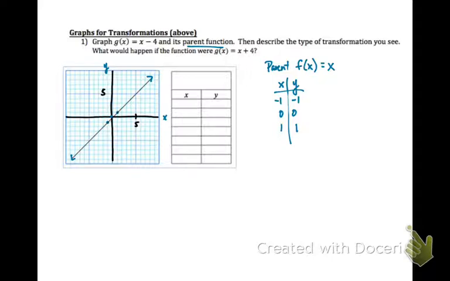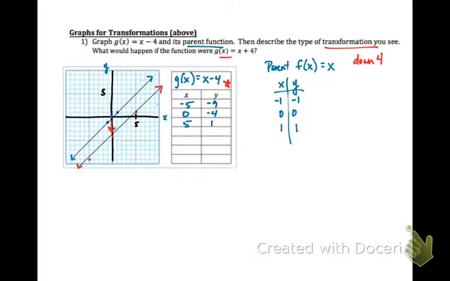Now, in the table, let's graph g of x equals x minus 4. Let's plug in values for x and then get those values for y. We plug them into the equation, and let's graph it. So negative 5, negative 9, 0, negative 4, and 5, 1. And so you can see that this is a line that has been shifted down 4. What do you think would happen if we had the equation g of x equals x plus 4?